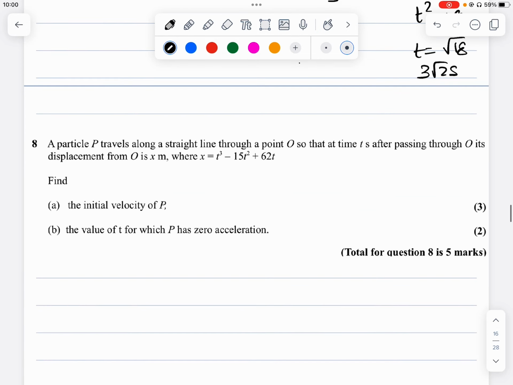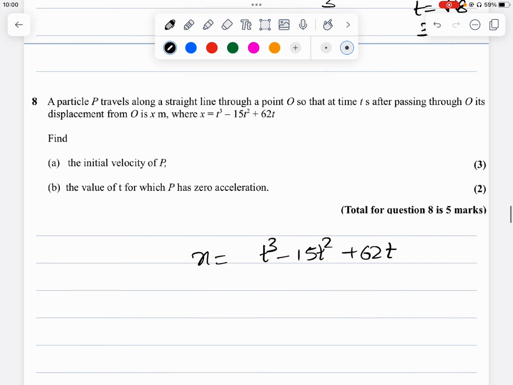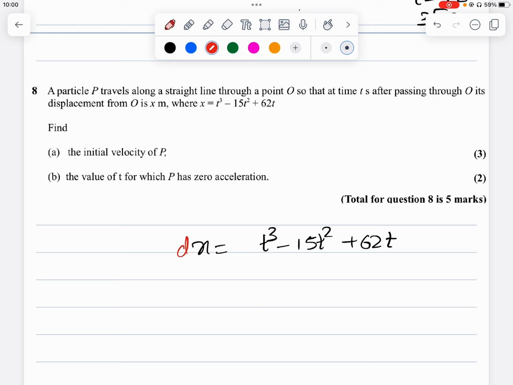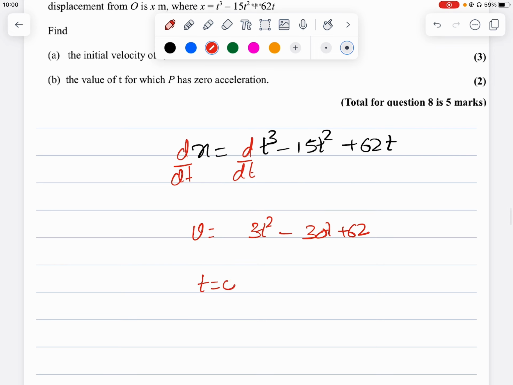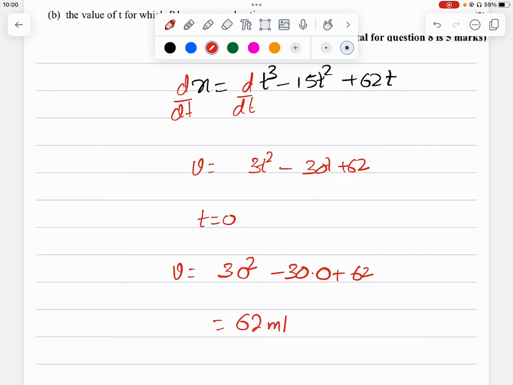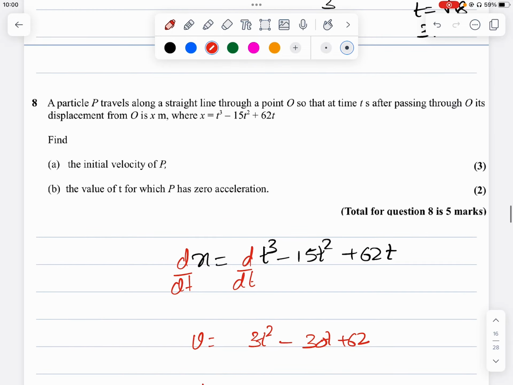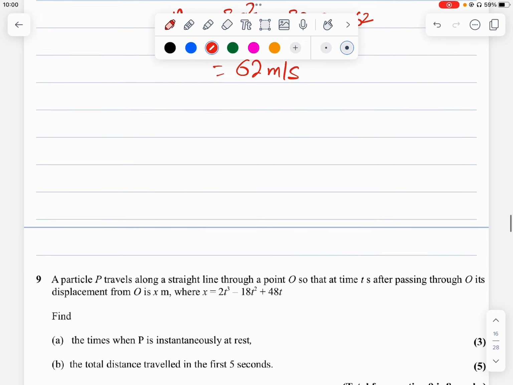Question number 8. Distance has been given. What is the initial velocity of P? In order to find the velocity, find the derivative with respect to time. Which becomes 3t square minus 30t plus 62. Initial velocity means t should be equal to 0. 3 times 0 square minus 30 times 0 plus 62. So what is that answer? 62 meters per second.